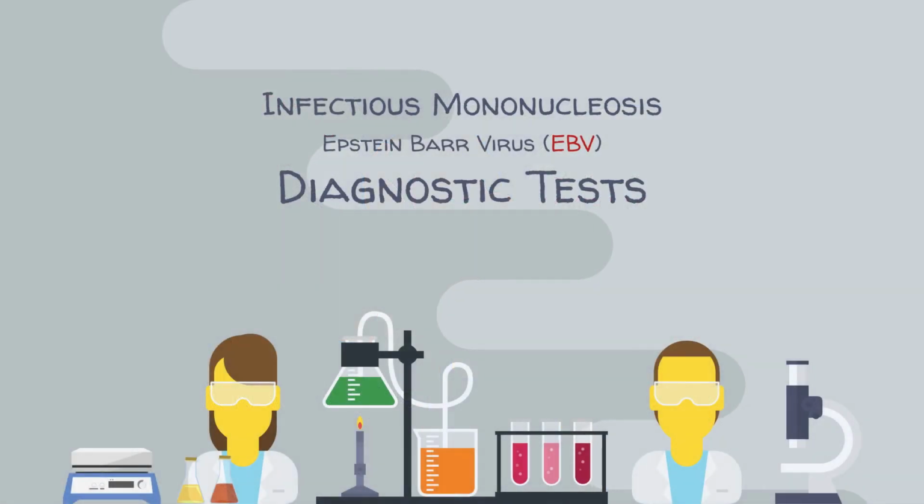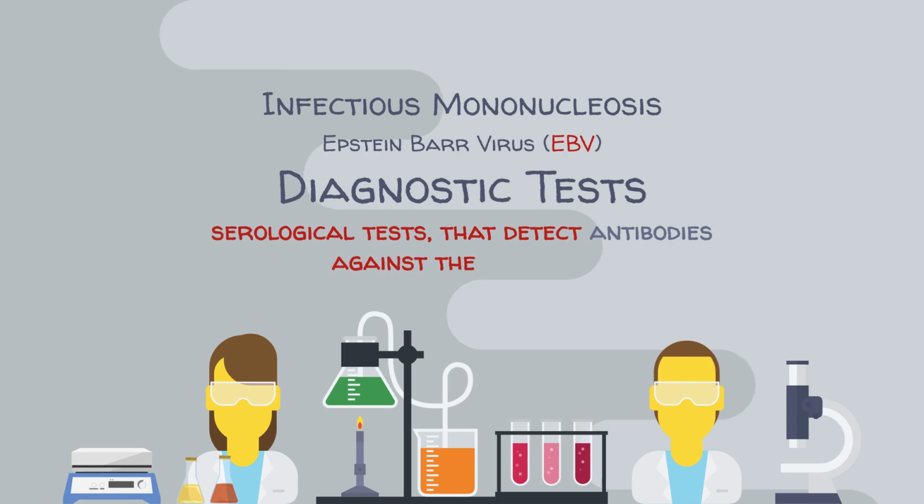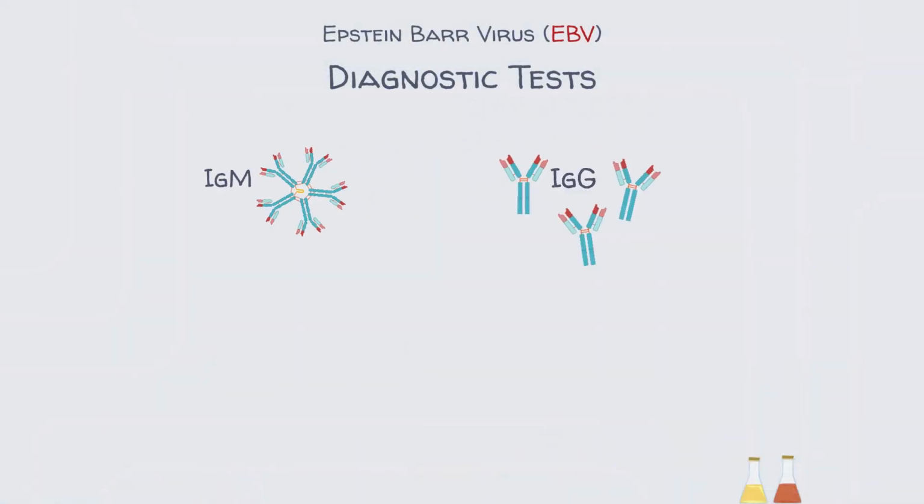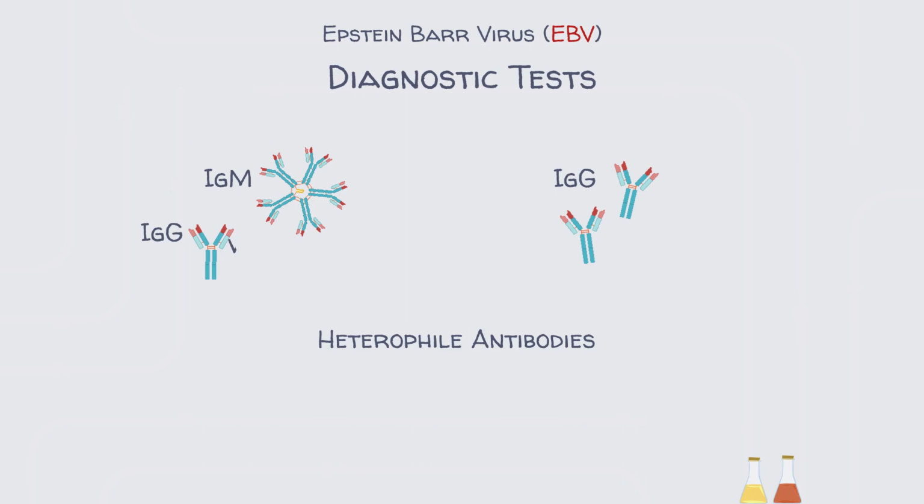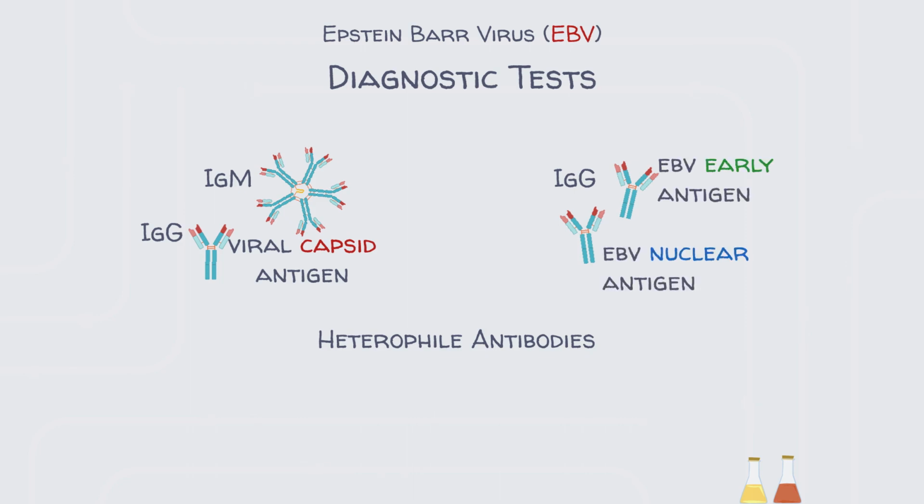EBV is most commonly diagnosed by serological tests that detect antibodies against the infection. Antibodies are either IgM, IgG, or heterophiles. The IgM and one of the IgG antibodies are against the viral capsid antigens. The other IgG antibodies are either against early antigens or against nuclear antigens.